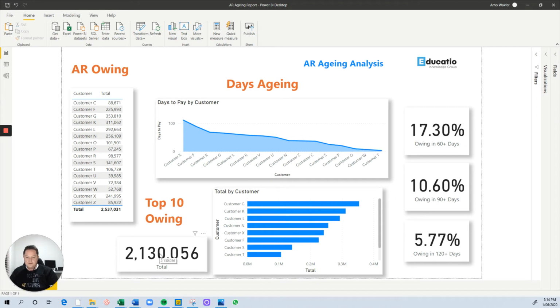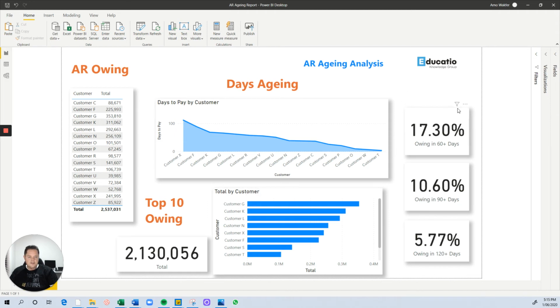So of our top 10 is currently sitting at $2.1 million out of 2.53 total debtors owing. And then we've got just the top 10 also here as a chart. You can see the higher customers, customer G that owes $353,000.